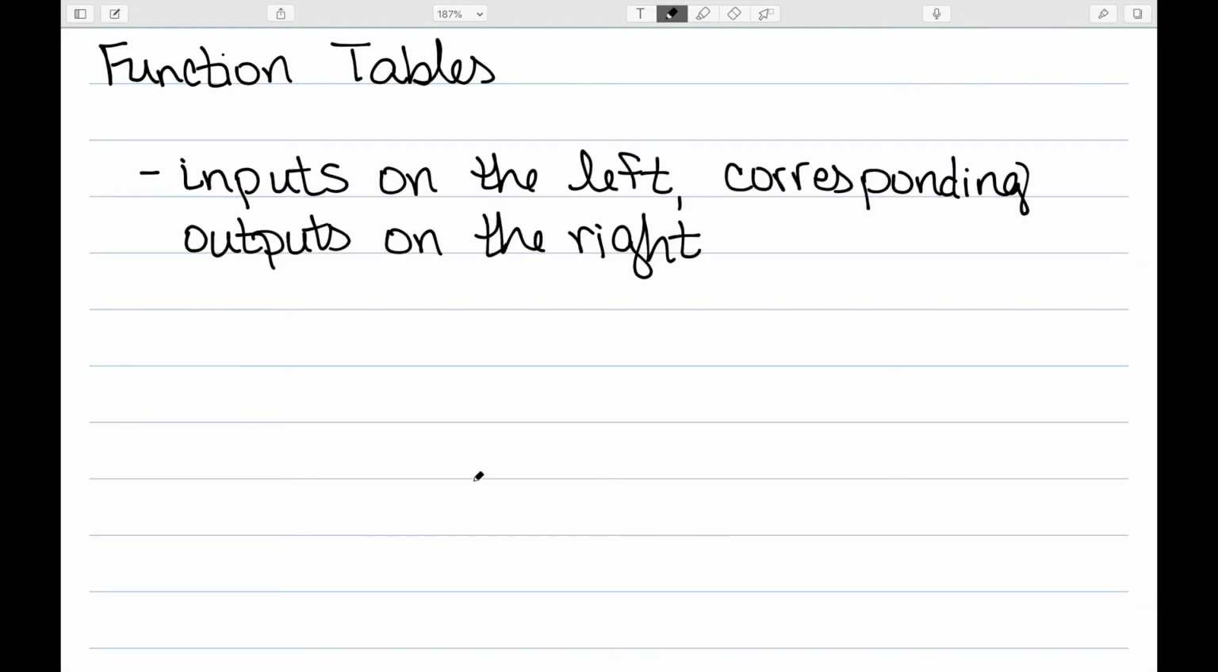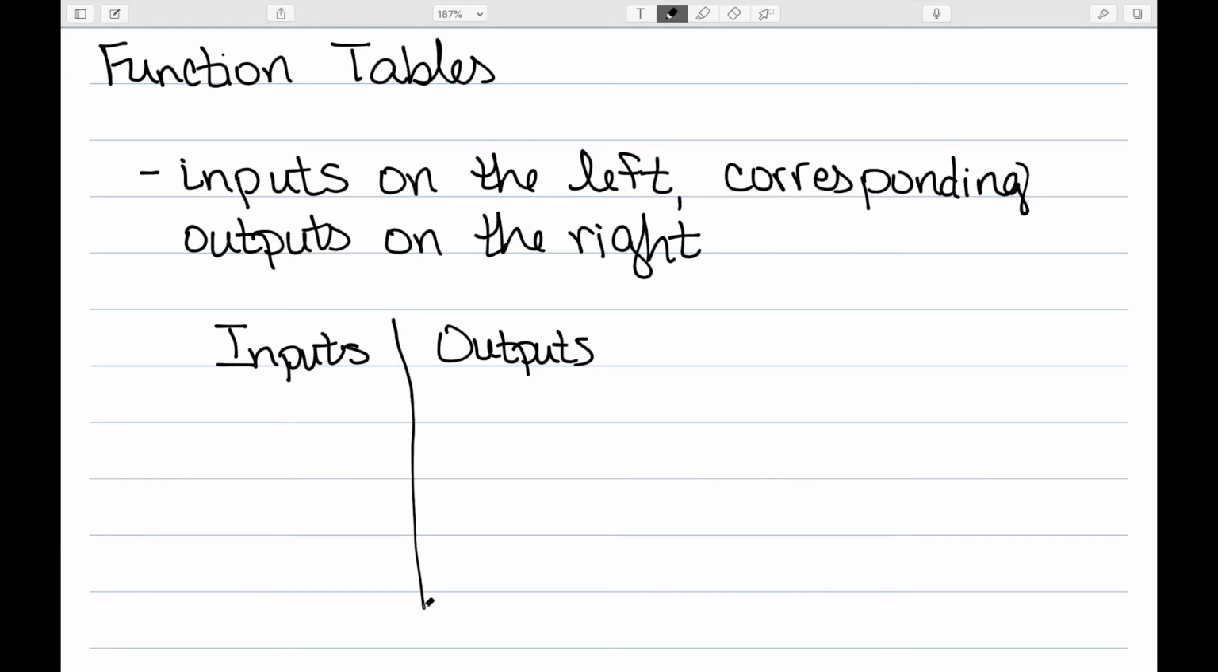In the last video, I talked about what a function was, as well as describing functions with words. Now I want to look at using tables and graphs to describe functions. Let's start with the idea of tables with functions. A table will have inputs on the left and corresponding outputs on the right. So we tend to just write the words inputs and outputs.